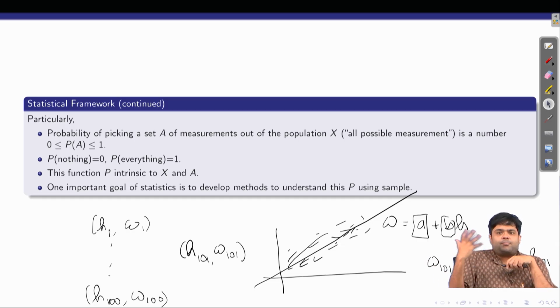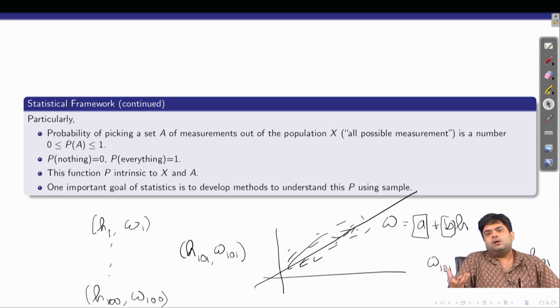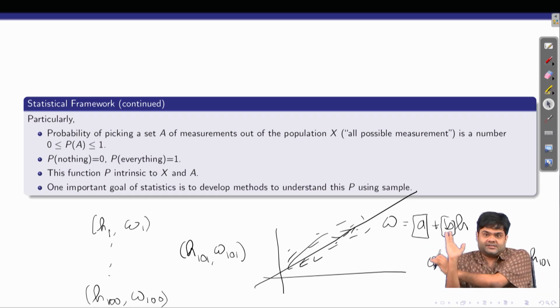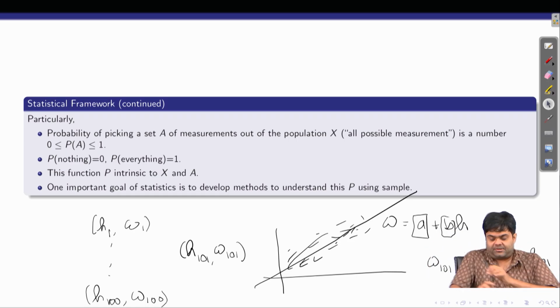So this function P, as we saw, is something intrinsic to X and A, the set of all possible measurements versus the set A where you are taking certain measurements. We discussed that it essentially is a number: you keep picking samples and look at the portion of the samples that belong to A. If you take a large number of samples, this portion approximately becomes stable, and that number is the probability of the set A. So this is intrinsic to X and A, and an important goal of statistics is to understand this P using samples.